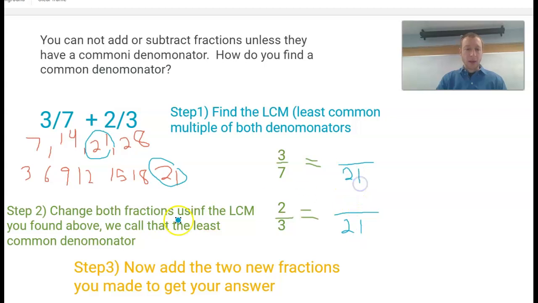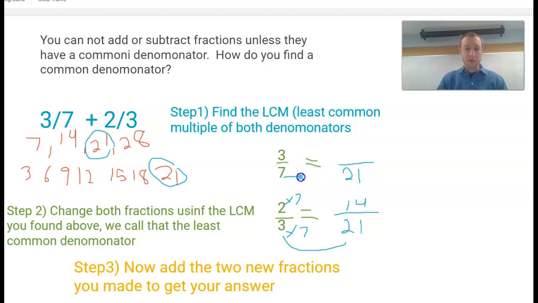okay? Now, we're going to change both these fractions using the LCM, or the least common multiple we found above, to find the least common denominator. But remember, we also have to find our numerators. How do we find our numerators? Well, how do we get from 3 to 21? 3 times 7 is 21. Whatever you do to the bottom, you got to do the top. 2 times 7 is 14.